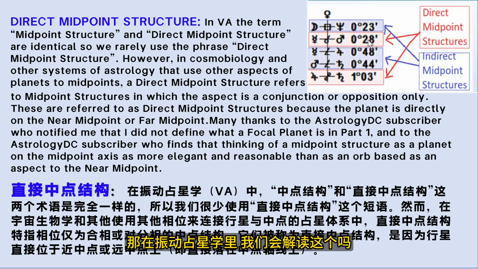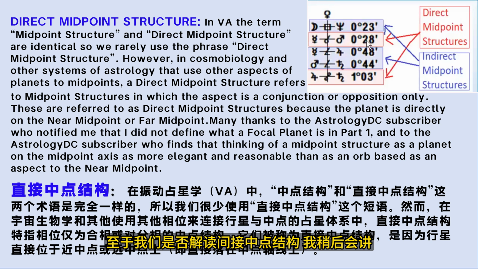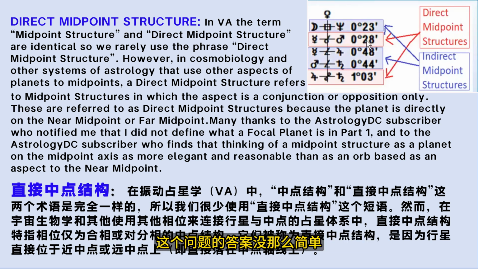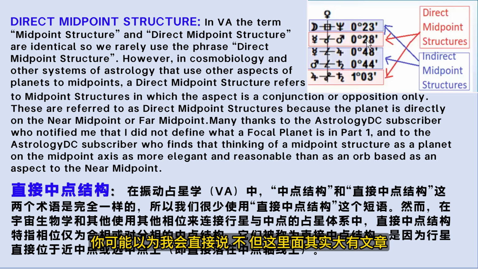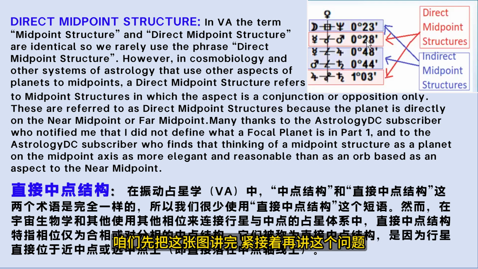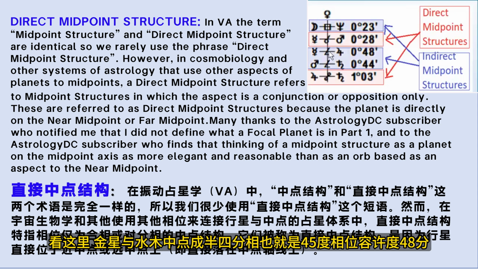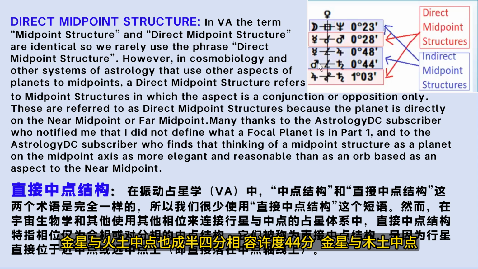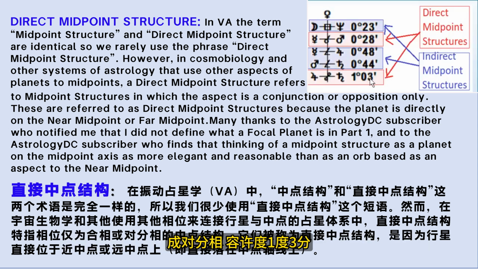Do we interpret this in vibrational astrology? Venus at Mercury-Mars? Yes, because it's direct. I'm going to talk about whether we interpret the indirect ones in a moment. It's a tricky answer. You might think I'm going to say no, but it's a little more to it. I'll get to that in just a moment. But let's just finish this. Venus is semi-square the midpoint of Mercury and Jupiter with a 48-minute orb, and semi-square the Mars-Saturn midpoint with a 44-minute orb, and opposition to Jupiter-Saturn midpoint with a 1 degree 3-minute orb.